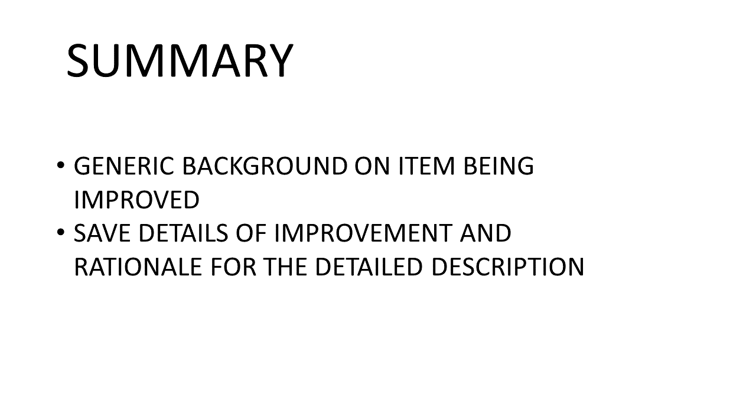So in summary, when improving an existing item, which as we said is almost always the case, in the background, give a generic description of the item being improved, being careful not to reveal the invention in the background section. And then in the detailed description, describe the shortcomings being addressed and how your invention addresses these issues.